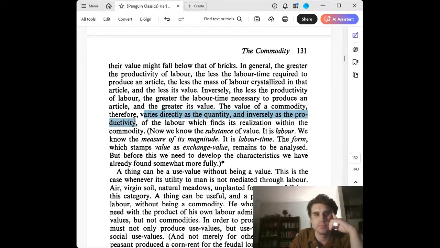How productive is the labor? How much labor, how productive is the labor? Those are the factors that determine the price.